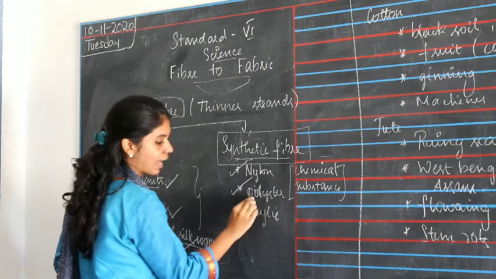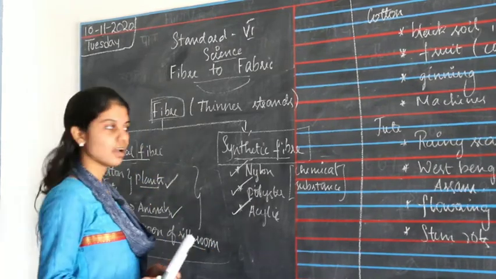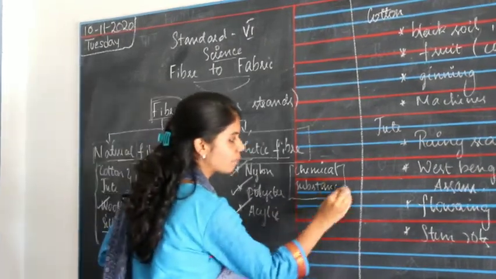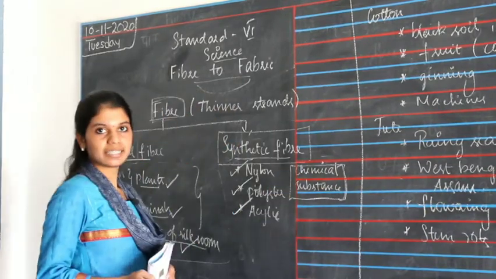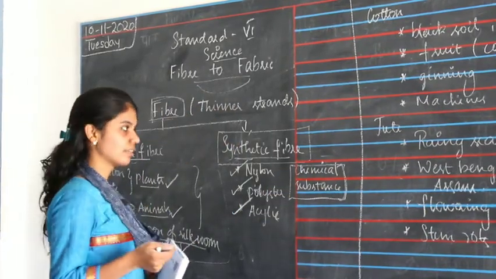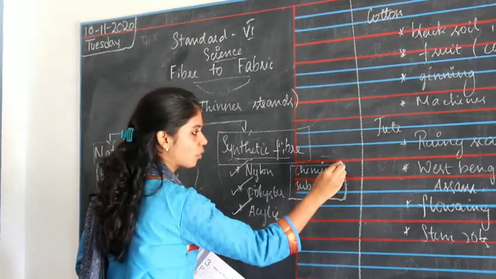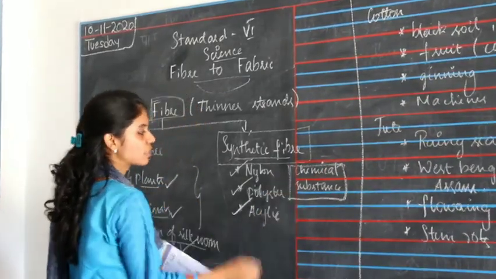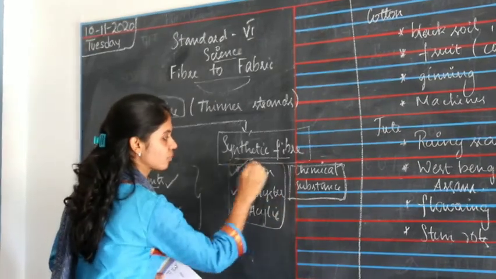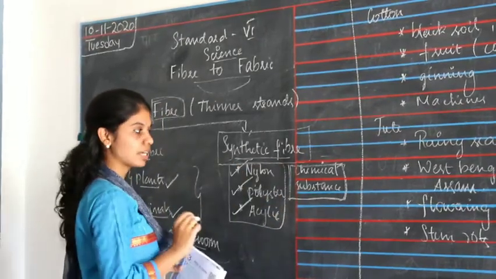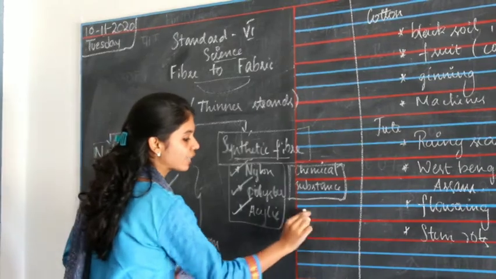When you look at the synthetic ones, they are obtained chemically from laboratories, like nylon, polyester, acrylic. They are obtained from chemical substances. In recent times, chemistry has evolved so much that we can actually get more things from chemical substances. These are the examples of chemical substances that we can get fibers from.